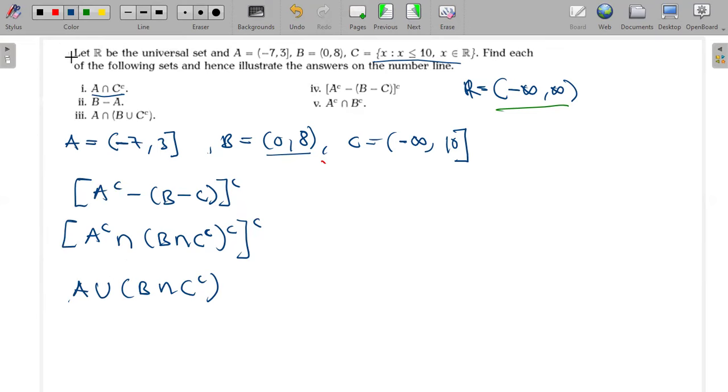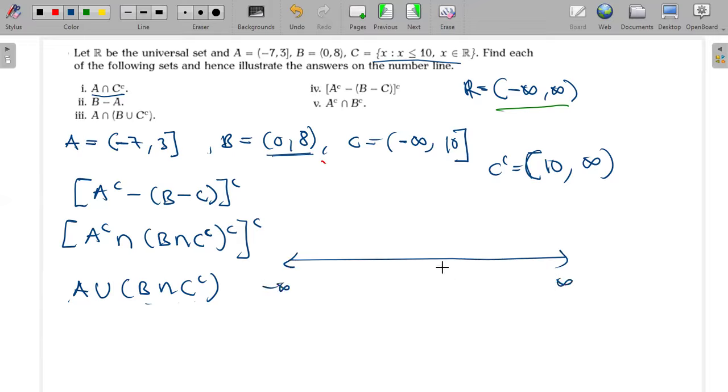So this here is B intersect C complement. We recall that C complement is just 10 to infinity, and our B is this one here. Then where do they intersect? You can see that easily using the same number line. We want B intersect C complement. My B is 0 to 8, so let's say 0 is there, and our 8 is there.